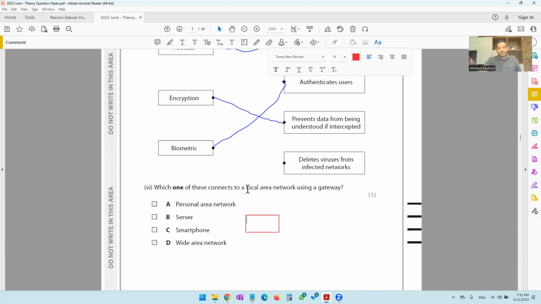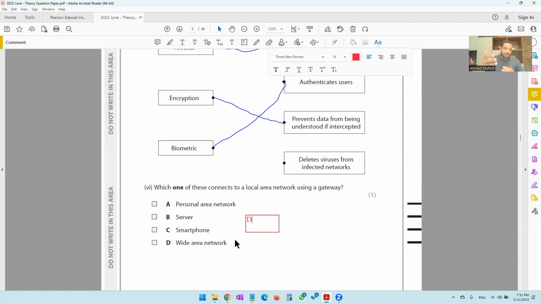From the four answers that have been given over here, the best answer would be a wide area network, because let me explain. In your house, you have a local area network where you have your smartphone, your tab, your laptop, all your devices connected to a router. So up to the router, you have a local area network, isn't it? You have all your devices connected to each other and they're all connected to the router. So up to the router, you have a local area network.